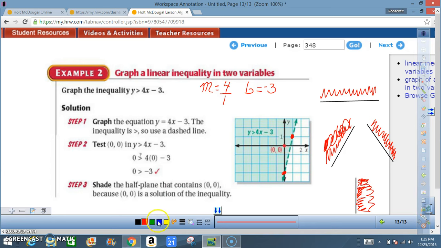Now, less than would be for a positive line. Less than would be below. For negative, less than, this is below. For horizontal, less than, this is below. And for vertical, less than, of course, is on the negative side.